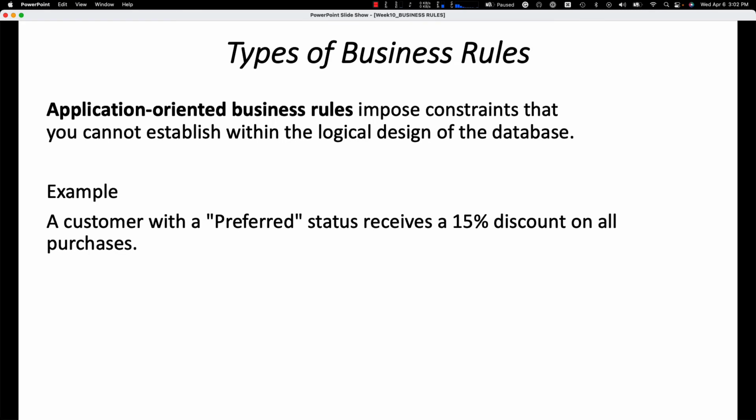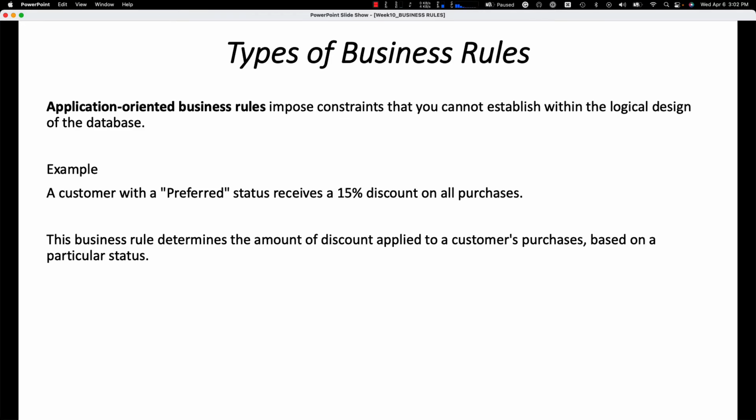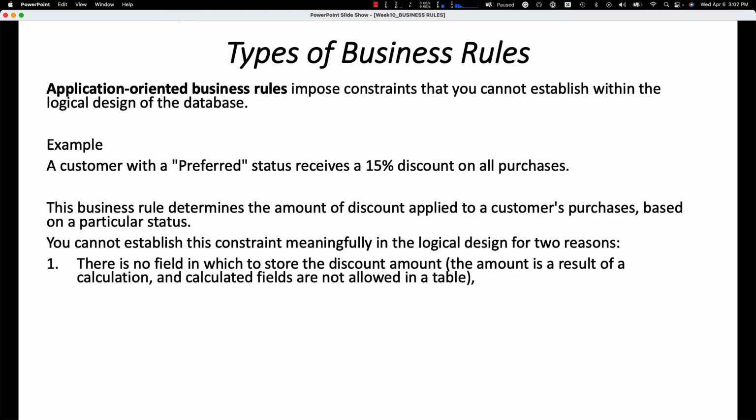Application-oriented business rules impose constraints that you cannot establish within the logical design of a database. An example: a customer with a preferred status receives a 15% discount on all purchases. I don't know of a way that you can put that in the database, but it's still something that the business has been doing for preferred customers, and the new system, or your new database, is going to need to support. This business rule determines the amount of discounts applied to customers' purchases and is based on a particular status.